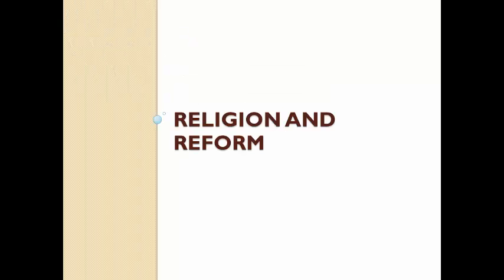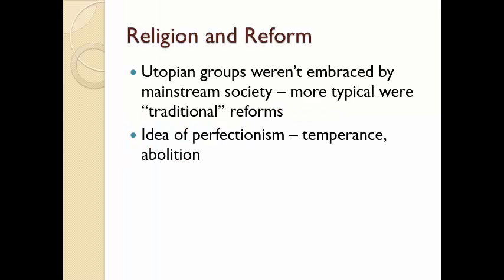Let's talk about religion and reform. Because we will see, and as you might expect, even though these utopian groups were pretty popular, they were not embraced by everybody. Utopian groups, pretty radical, the idea that you have to give up all your private property, the idea that you have to accept these altered gender roles. Not everyone is willing to buy into that way of life. So what we see much more typical are the quote-unquote traditional reforms.